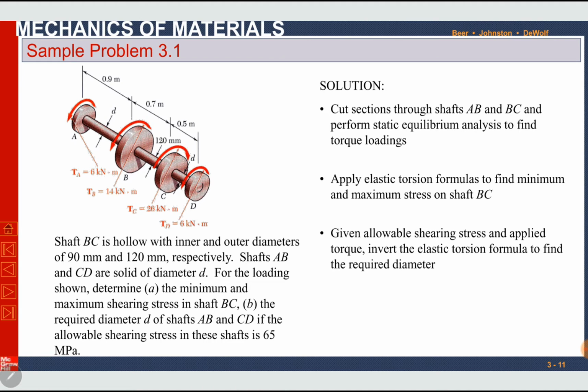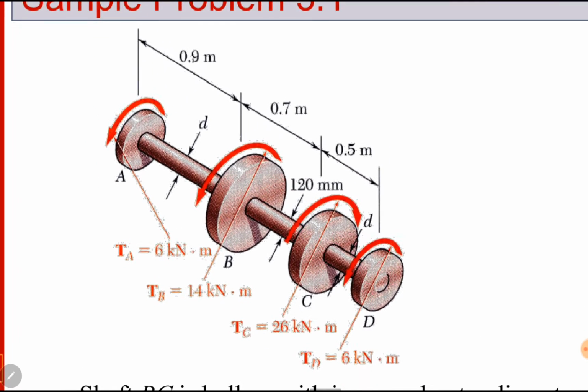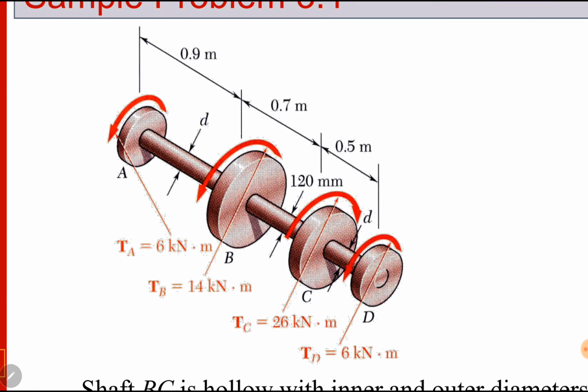Sample problem number 3.1 from the textbook. Shaft BC is hollow with inner and outer diameters of 90 mm and 120 mm. We have three shafts given in this diagram: shaft AB, shaft BC, and shaft CD. Remember that A, B, C, and D are pulleys, and between each two pulleys there is a shaft. The pulleys are under torque. Torque on each pulley is given to us.